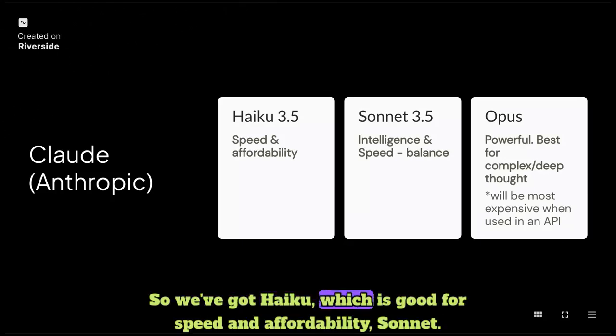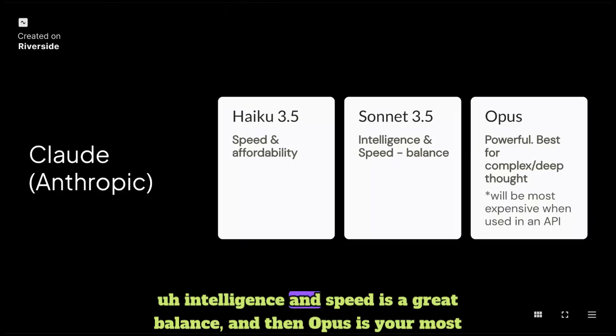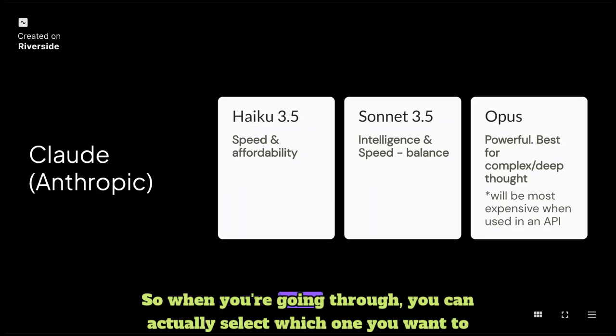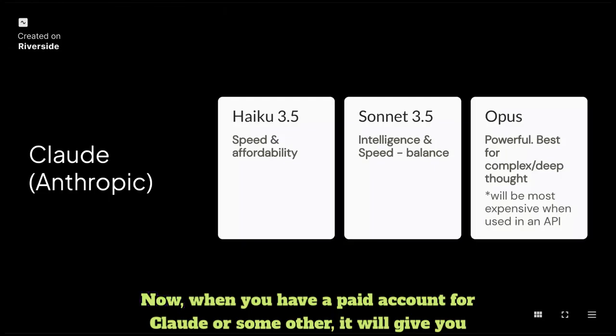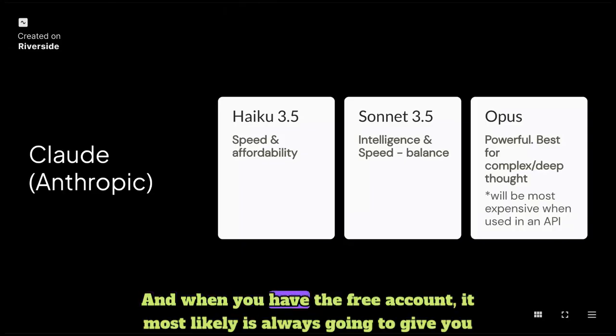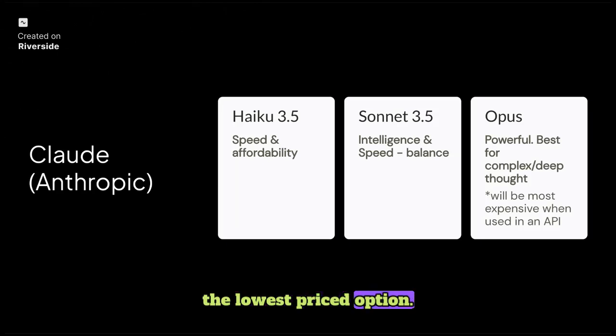We've got Haiku, which is good for speed and affordability. Sonnet, intelligence and speed, is a great balance. And then Opus is your most powerful. So when you're going through, you can actually select which one you want to ask the question for. When you have a paid account for Claude or some other, it will give you more options. And when you have the free account, it most likely is always going to give you the lowest price option.